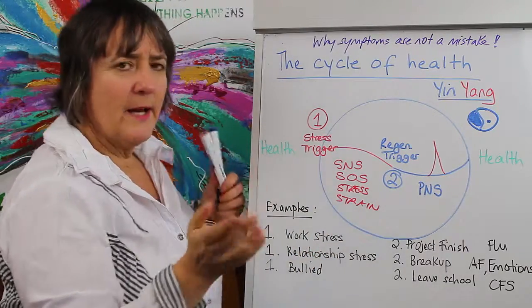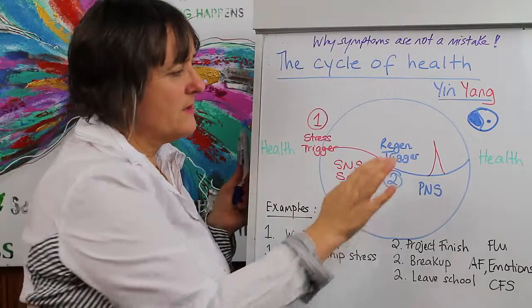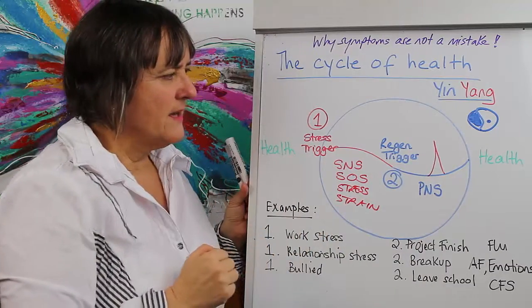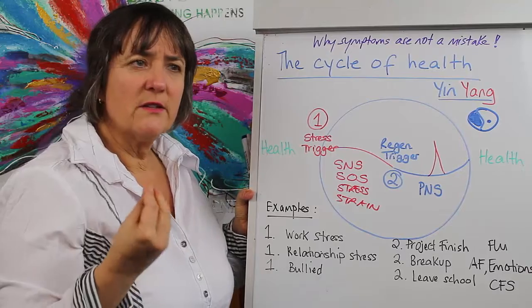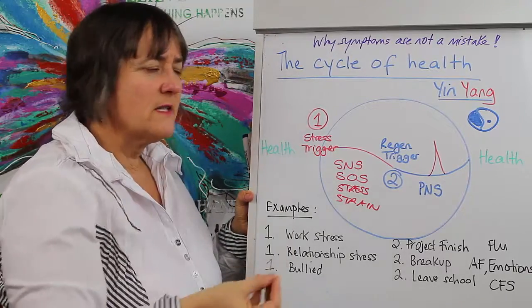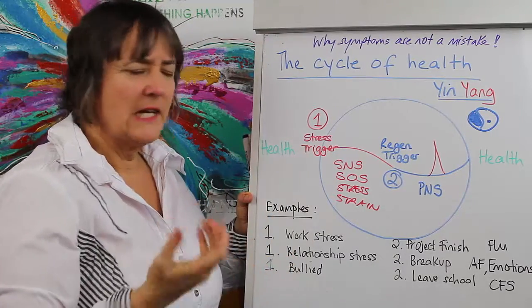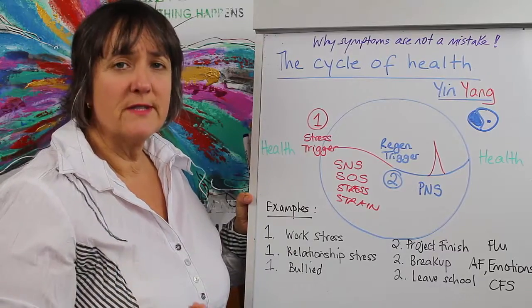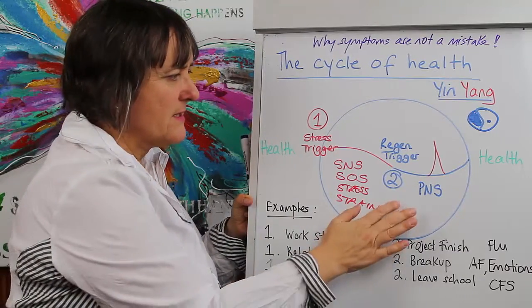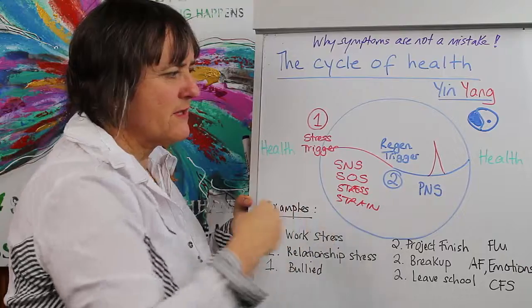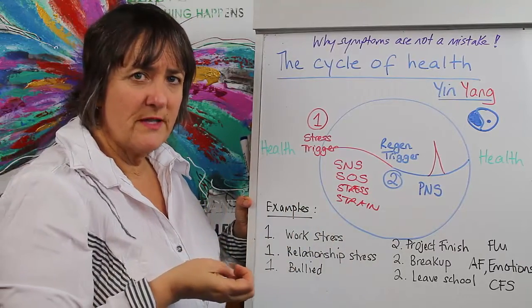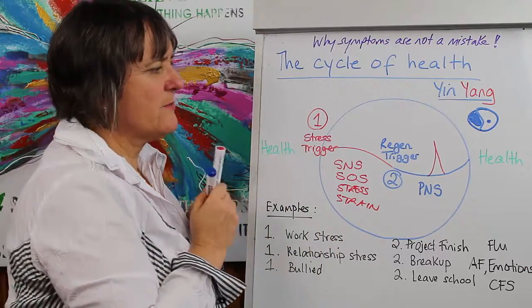And then something happens which we call, at some point, there's going to be a regeneration trigger. And that is a trigger that triggers the regeneration, healing, recovery response in our body. And it triggers the body to go more into the parasympathetic nervous system response, which is the natural healing response of the body.